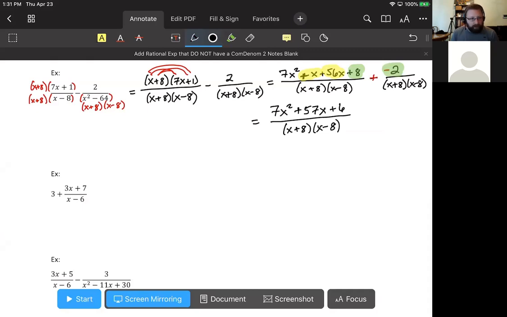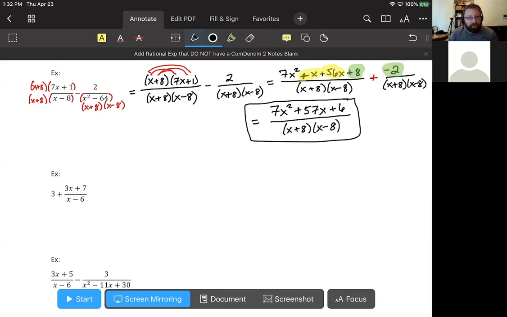Once again, we need to do a quick check to make sure that this does not factor. 7 times 6 is 42. So we need numbers that multiply to 42 and add to 57. It is very unlikely that that's going to happen, and it doesn't. So once again, that would be our answer.